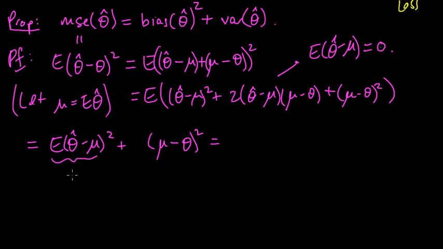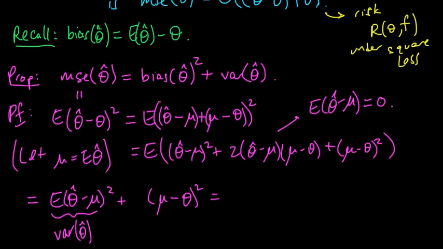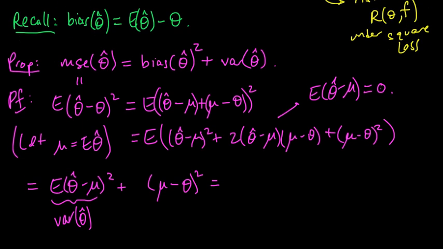So this is the variance of theta hat. And what is the other term? Mu is the expected value of theta hat, and theta is the value that it's trying to estimate. If I flip these around, which I can because of the square, this is just the bias squared, right?